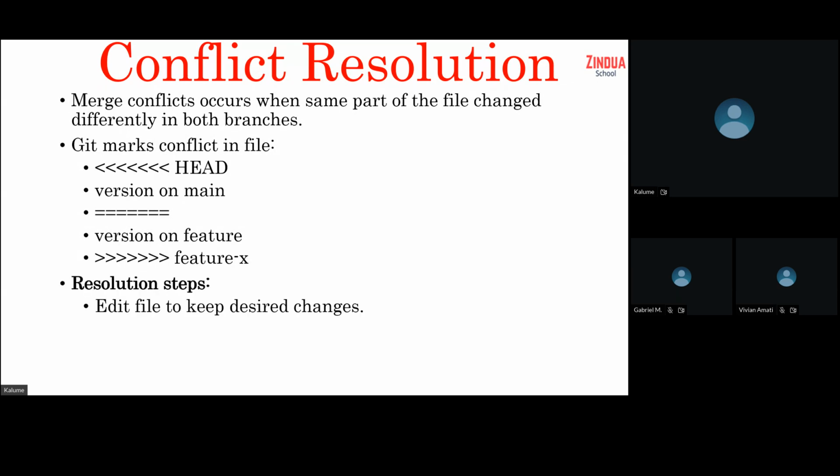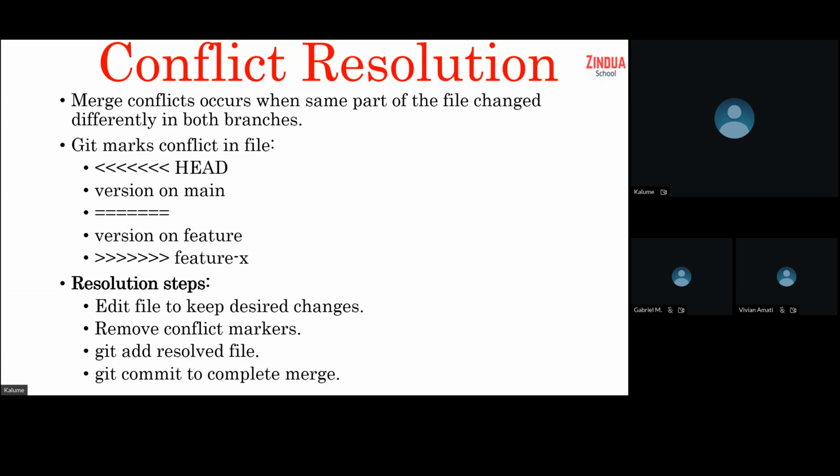So the resolution steps: edit the file to keep the desired changes, remove the conflict markers, then you git add the resolved file after you've resolved all the issues, then you git commit. So once you commit, then you complete the merge.